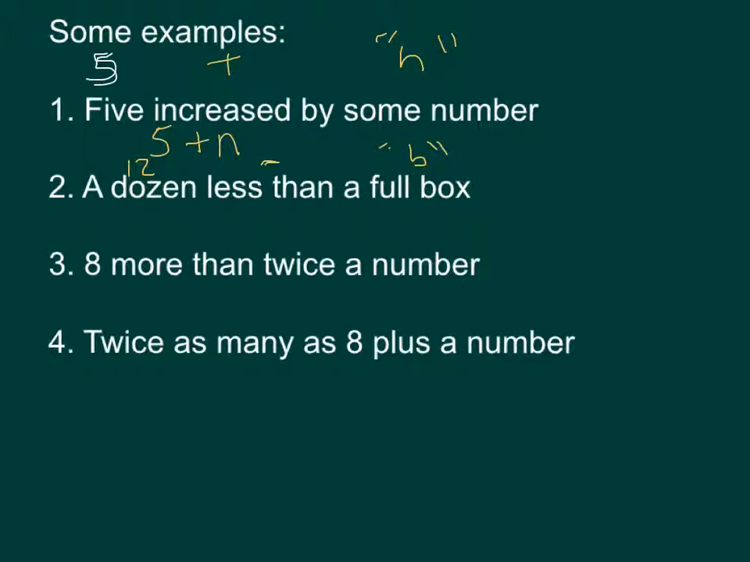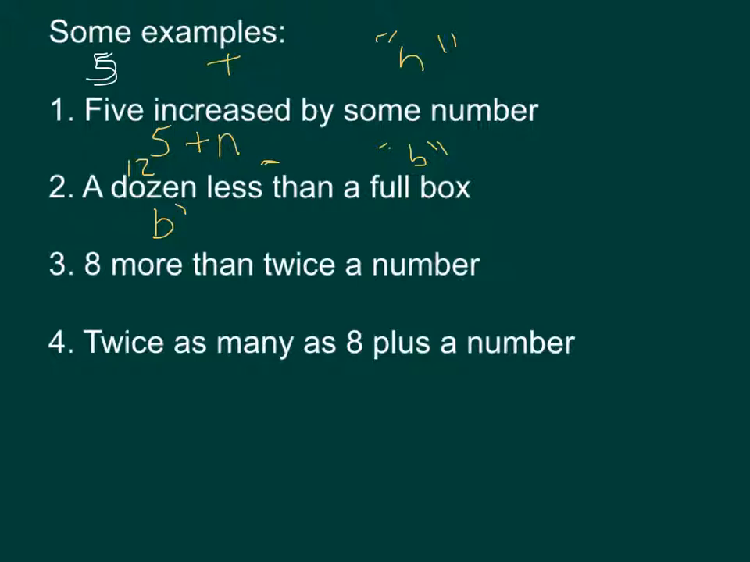Now, if I have a dozen less than a full box, I'm going to use an example. If a full box is 30, there's 30 cans or something in a full box, then I'm going to say 12 minus 30. I don't think that's right. 12 less than a full box. If a full box was 30, I think I would do 30 minus 12 and get 18. So in this case, we're going to write a dozen less than a full box. I don't know how many are in a full box. I just made up that number to get an example. I need to write B.